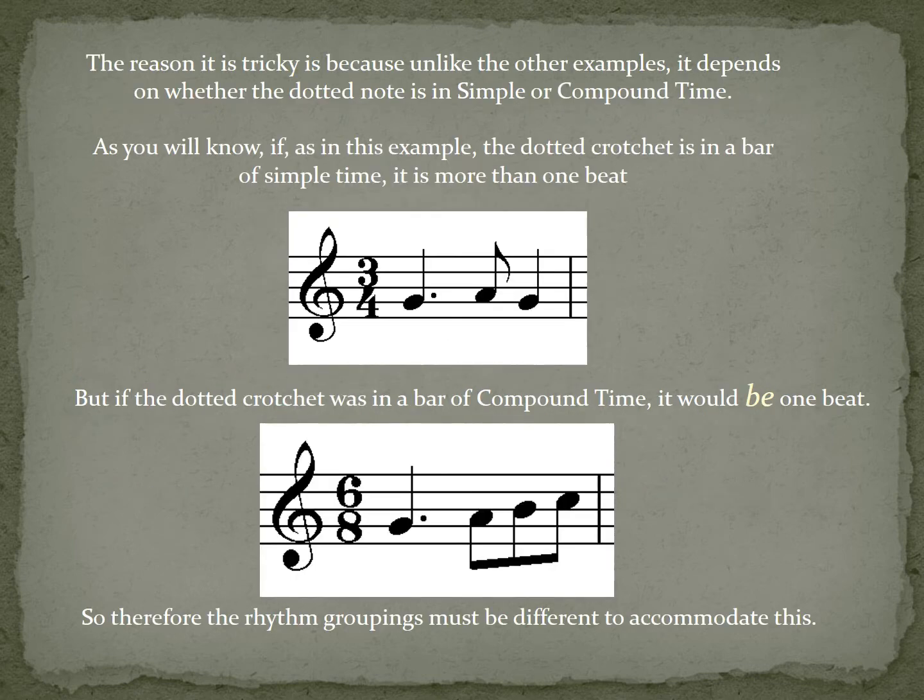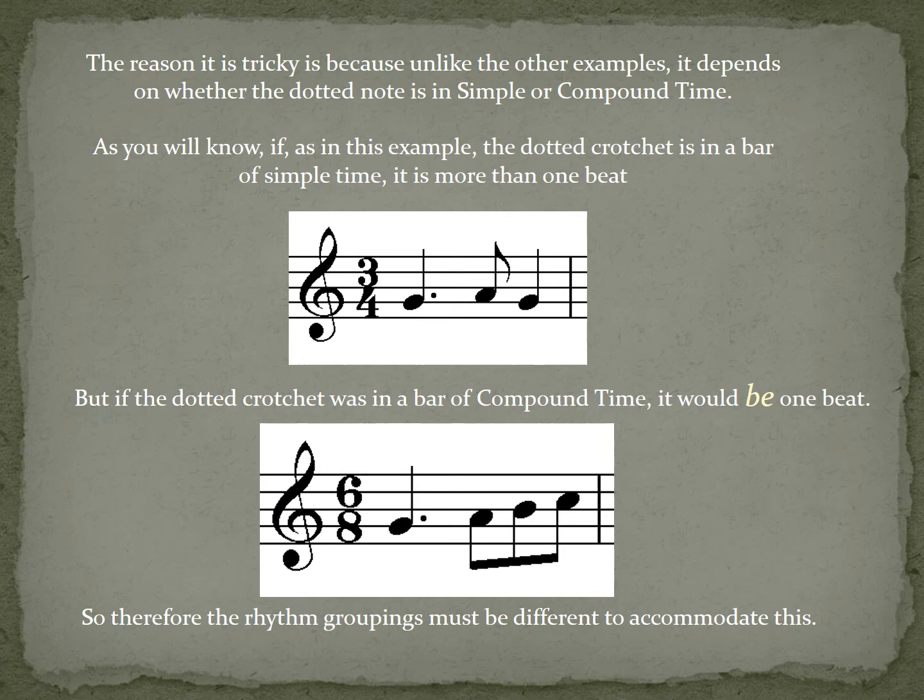Now, as I said in the previous slide, the rhythm is quite tricky and it's to keep the groupings correct. So, unlike other examples, it depends on whether the dotted note is in simple or compound time. Now, if you're not sure about the difference, again, I highly suggest you go and look at the lesson all about the different types of time first. So as you will know, if, as in this example, the dotted crotchet is in a bar of simple time, in this case simple triple, it's more than one beat. The dotted crotchet is 1.5 beats.